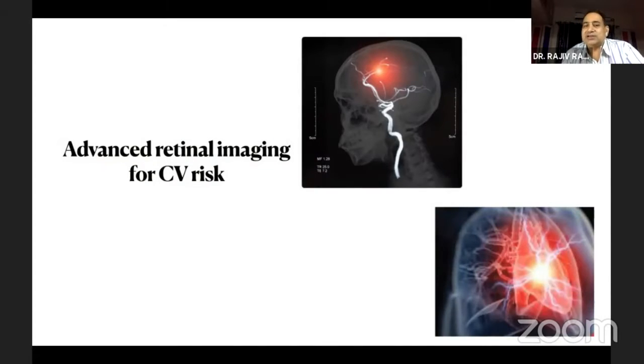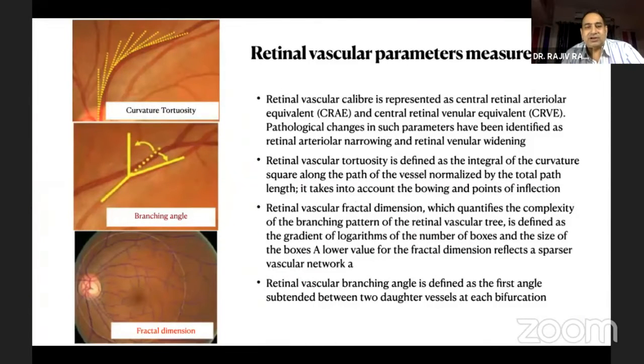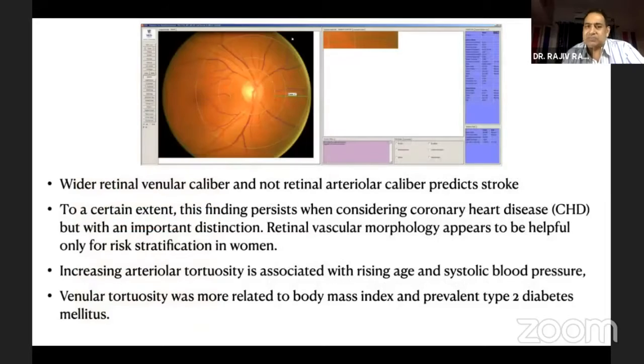There are some advanced retinal imaging techniques which also give us some idea about the risk, and Dr. Tien Wong has done a lot of work looking at these retinal vascular parameters: the caliber of the arteries and the venules, the tortuosity, the fractal dimension, meaning the complexity of the branching, and the branching angle. So these are the four things people have looked at, and there are a lot of studies which have been published. But in general, it is the venular caliber which is more predictive of stroke, and not only stroke, but also coronary artery disease.